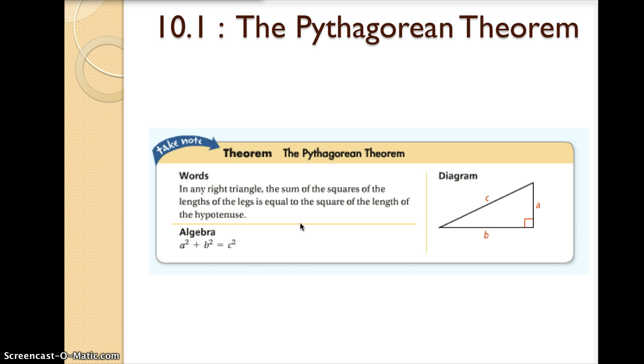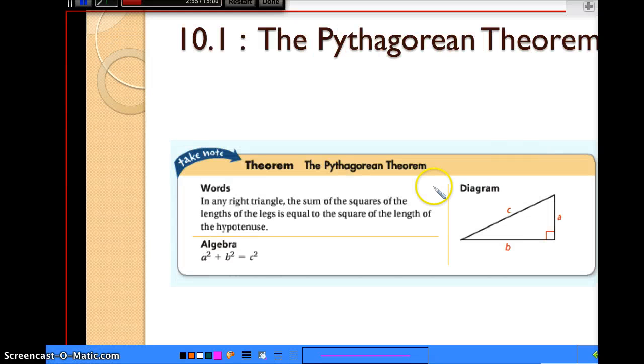Alright, let's go ahead and start section 10.1, which is the Pythagorean theorem. This should be a pretty good review for you guys because you have done this in middle school. The Pythagorean theorem only applies to right triangles. It will not apply to anything else, not even triangles that are not right. So it has to be a right triangle for you to be able to use this.